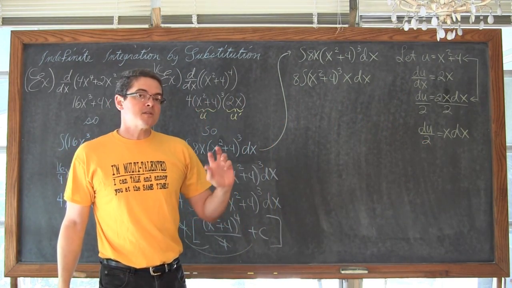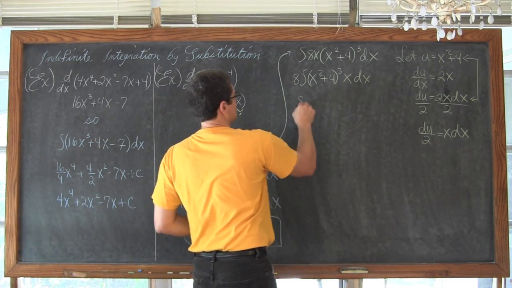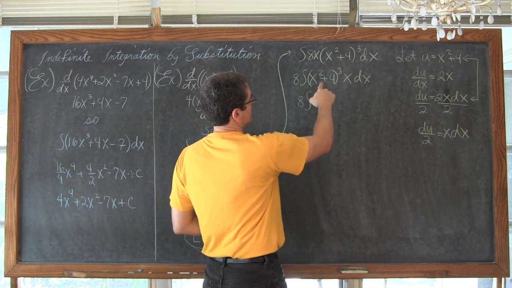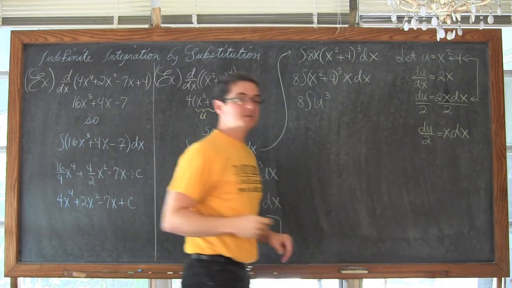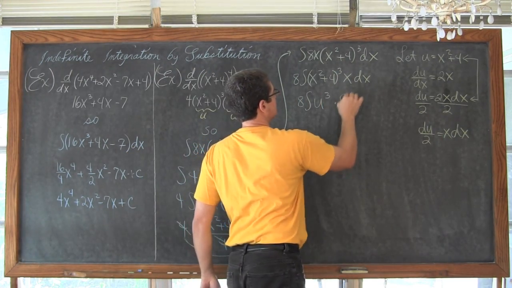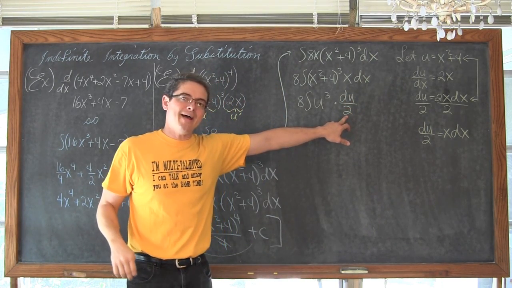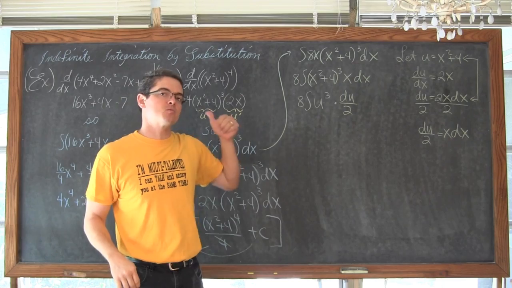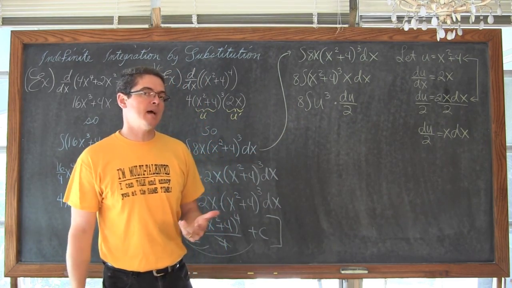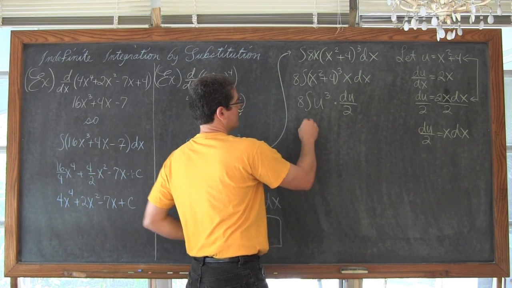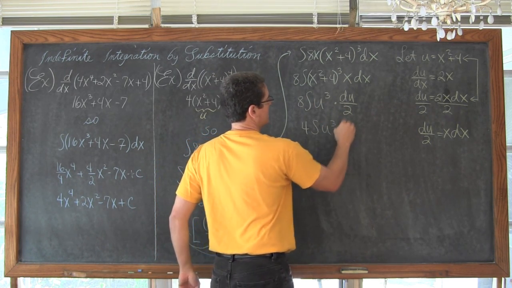Now I'm ready to do my u substitution and eliminate all references to x. We get 8 times the indefinite integral of u to the third power. x dx is equal to du over 2. And I have this constant of 1/2 now that I need to pull out front as well to hang out with the 8. And 8 divided by 2, or 8 times 1/2, is 4.